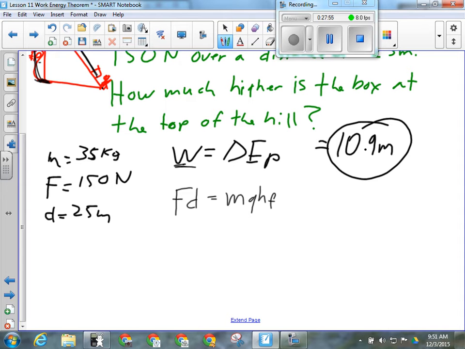The work I do pushing it up the ramp is equal to the final potential energy of the block at the top of the ramp. Do I have the mass of the block? And do I know what G is? All right, so not too hard to calculate HF then.